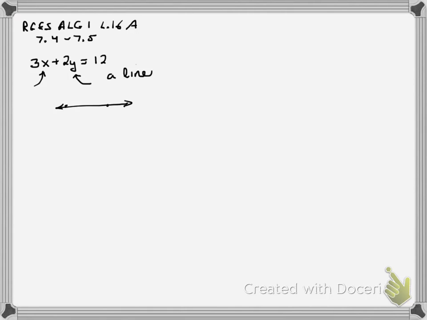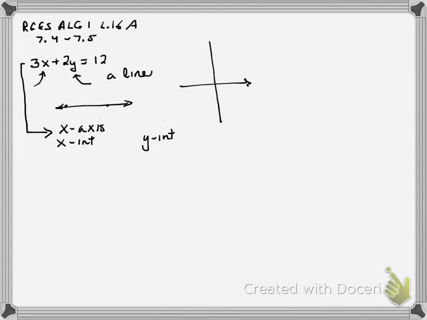Now, if we're going to take this equation up here and define 2 points, two of the easiest points to find would be where it crosses the x-axis, which we call the x-intercept, where it intercepts the x-axis, and the y-intercept, where it intercepts the y-axis. Now recall a graph.